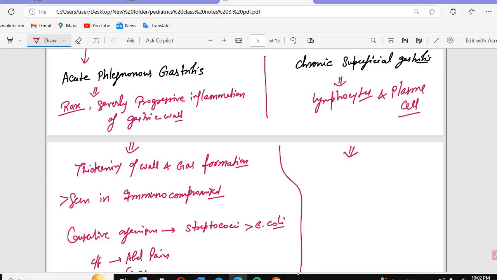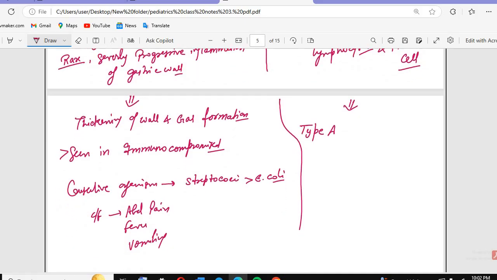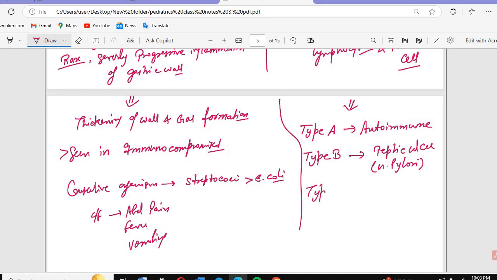When we say chronic superficial gastritis, there are three conditions: type A, type B, and type C. Type A is the autoimmune condition. And type B is what? They will be responsible for peptic ulcers or adenocarcinoma. That is our Helicobacter pylori. Type B is Helicobacter pylori. And type C will cause some kind of maltoma. So all these will be there, the maltoma and adenocarcinoma, a long list.